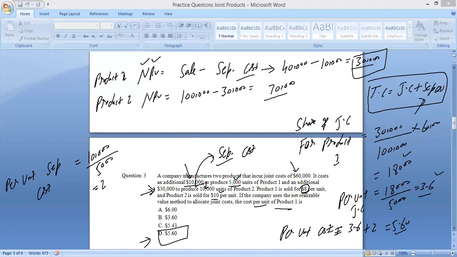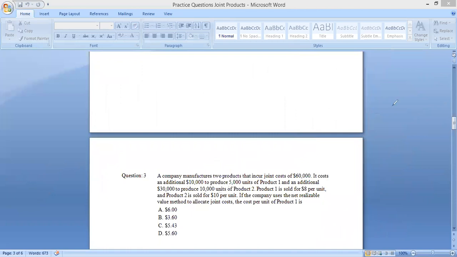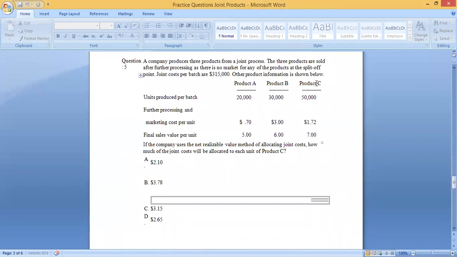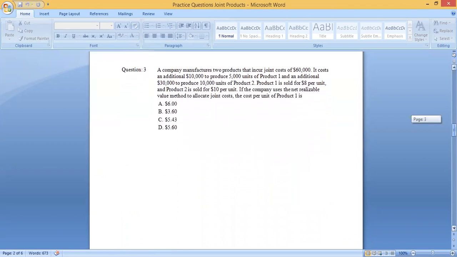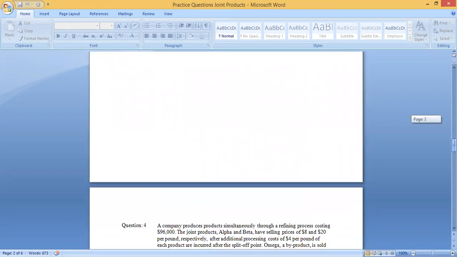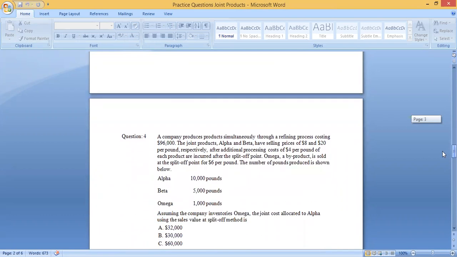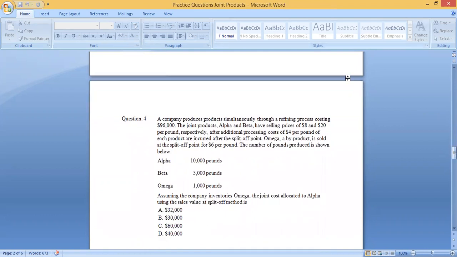We try to make it slow as much as we can, but still if you have confusion, you can ask in the comment section. Students, we have to move on to the next question. Few seconds, students. Yes, we will do the next question.